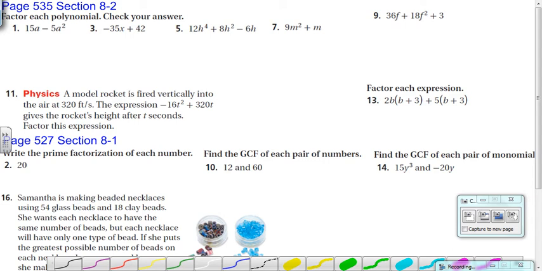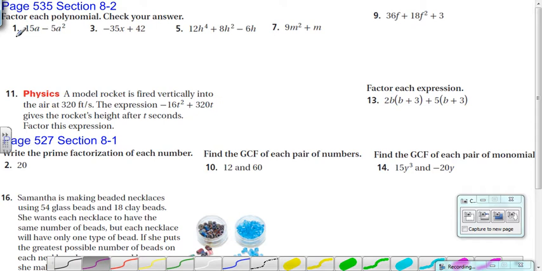Directions for section 8.2 say to factor each polynomial and check your answer. When you see the directions that say factor, that means you have to write a multiplication problem. Because I have a minus sign in this problem, that's why it's not factored. So I have to find the GCF.